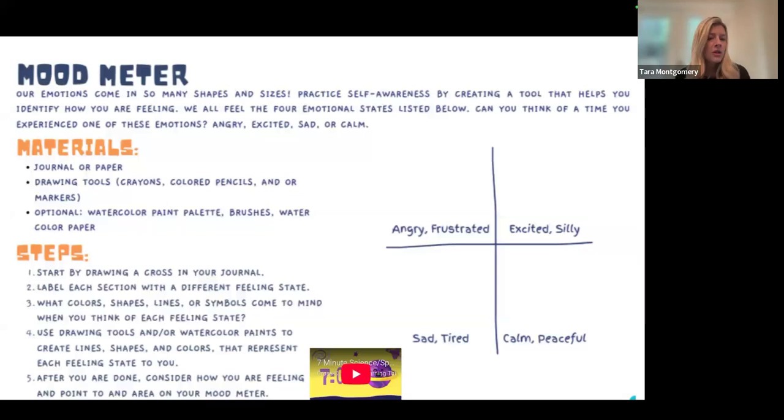And then, what colors, shapes, lines, or symbols come to your mind when you're feeling angry or sad or excited or calm? Have them think about it first before we start. And then I would set a timer just to guide them and keep them on task. And when they're finished, they can point to the area that they're feeling on their mood meter. Again, this brings self awareness. And I'm going to skip that.